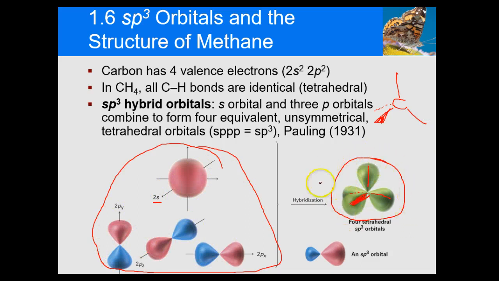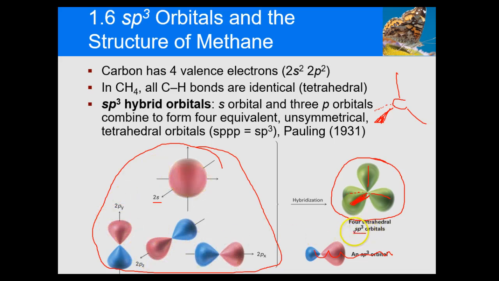this is what you actually get. Okay, don't worry about this. If you're really curious, I can talk about that, but I'm not going to talk about it right now. And you get these 4 equal energy orbitals, and we call them sp3 orbitals. Okay, so this is a PY, this is a PZ, this is a PX, this is an S. You mix them together and you get sp3.